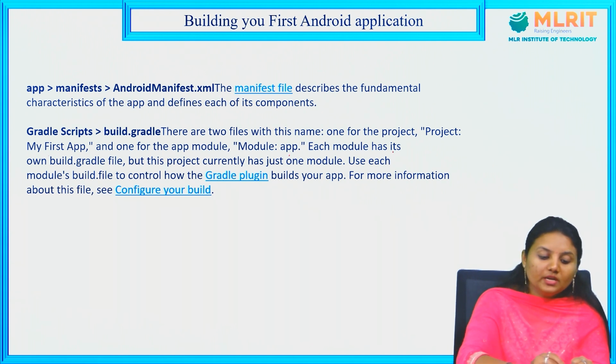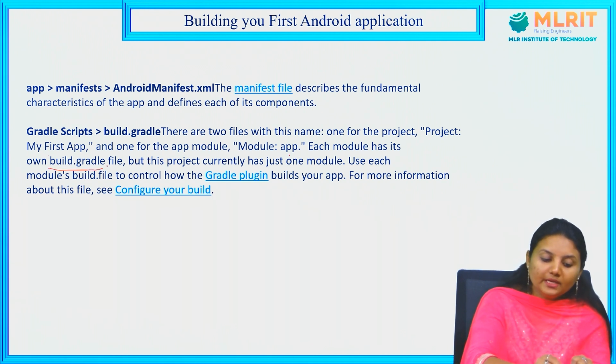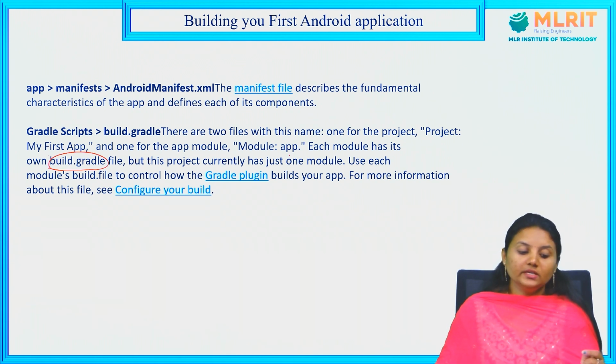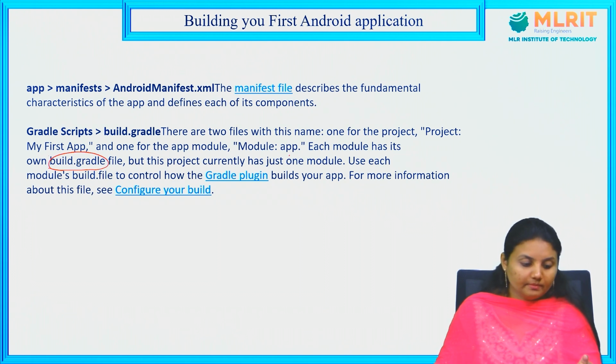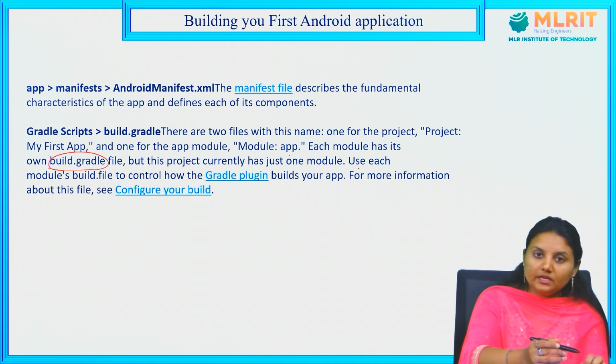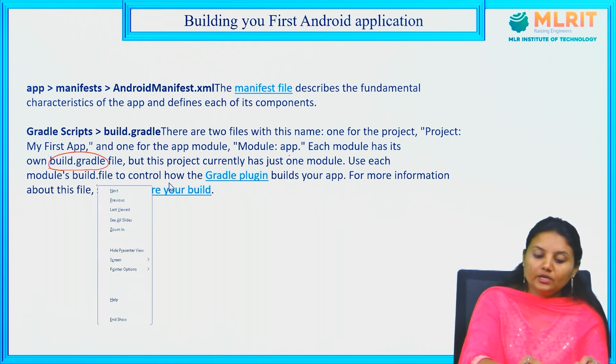So each module has its own build.gradle file. The build.gradle file is very important to build your file, whether it may be an application module or your complete application. My first app module, so currently we are having only my first app. So it uses a build.gradle file to control how the Gradle plugins build your application.